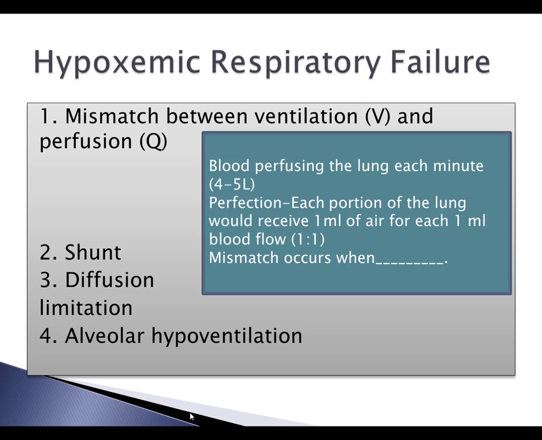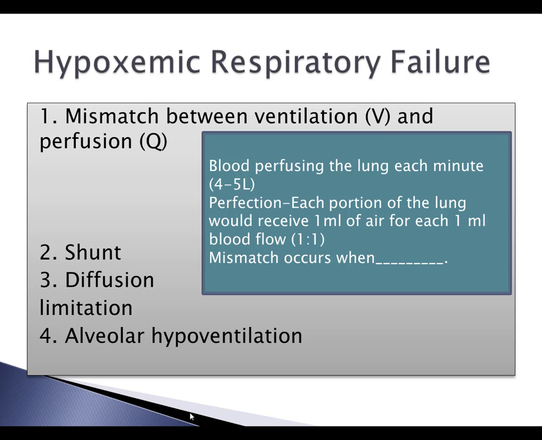So V stands for ventilation and Q stands for perfusion. In normal lungs, the volume of blood perfusing the lungs each minute is 4 to 5 liters. This is approximately equal to the amount of gas that reaches the alveoli each minute. In a perfect patient, each portion of the lung would receive 1 milliliter of air for 1 milliliter of blood flow. This would match ventilation, breathing in and out of the lungs, to the perfusion, the heart pumping blood, in a 1-to-1 ratio.